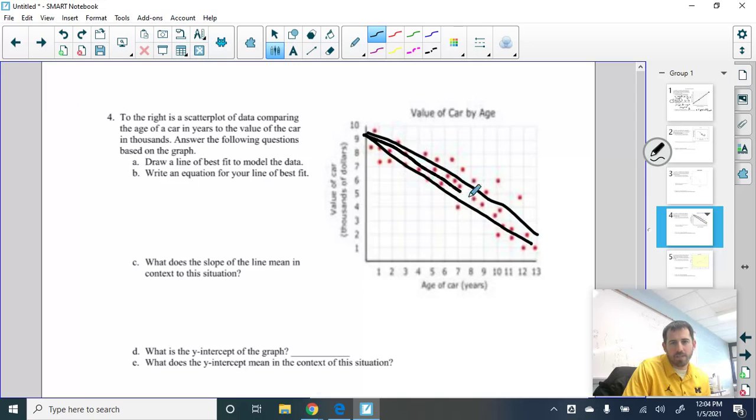Someone might go right between that. Someone might start at 10. Someone might start at 8. All of those are not too bad.